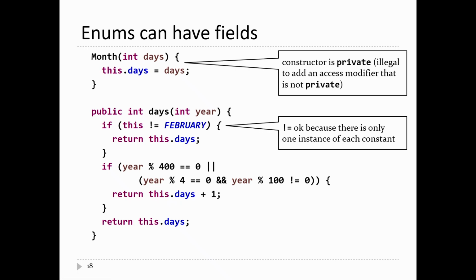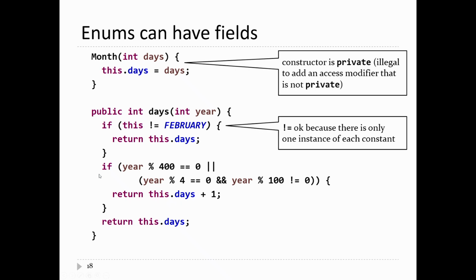And now you can also add a method to the class. So I can add a method to the class that returns the number of days for a given year. So for all the months except February, the number of days is always this.days. So if this object is not equal to February, then just return the number of days. Otherwise, check if it's a leap year.